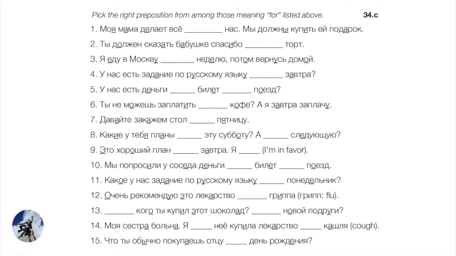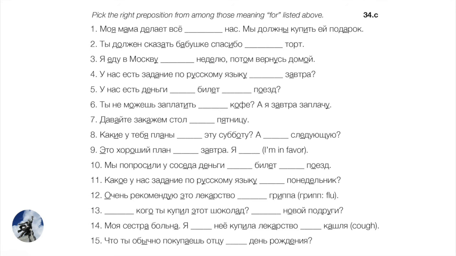Number six, can you not pay for the coffee and I'll pay tomorrow, right? Could you pay for the coffee? I'll pay tomorrow. Okay, заплатить, payment, we have a sense of exchange. That's going to be за. Ты не можешь заплатить за кофе, а я завтра заплачу.